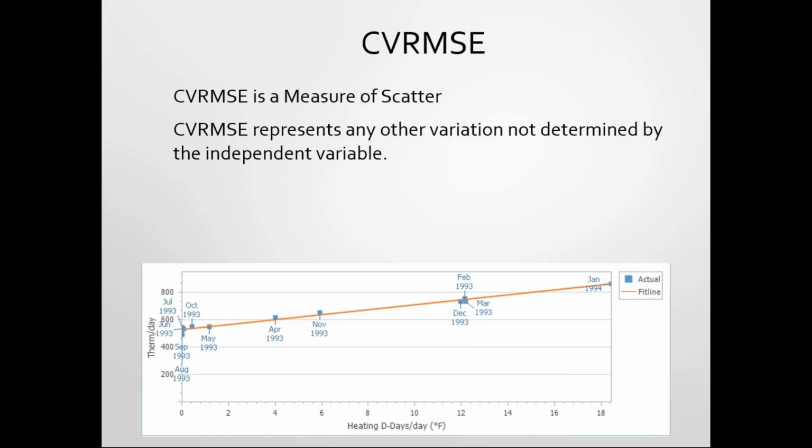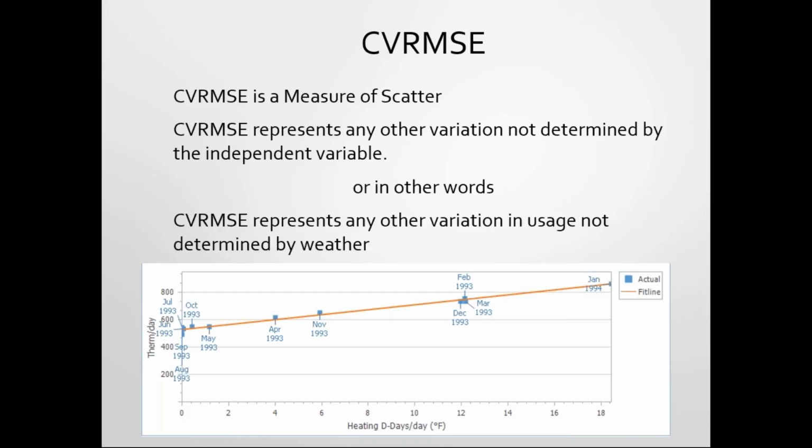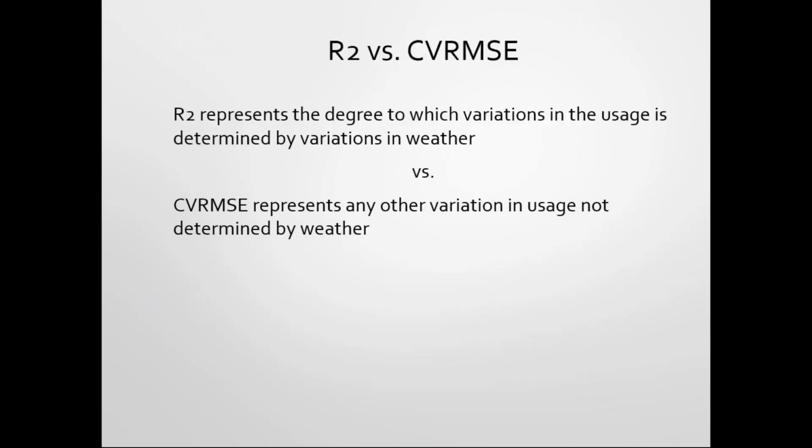Now you would think, okay, so if I have an R squared that's 0.96, does that mean my CVRMSE is 4? It doesn't. I would think that that's what it should be, but that's just not the way it is. Statisticians, they don't think like we engineers. But it represents any variation in usage not determined by weather. Okay, that's a step. So I think we can take this further.